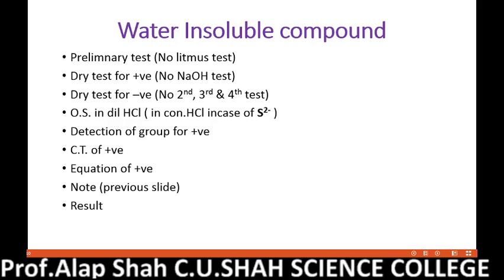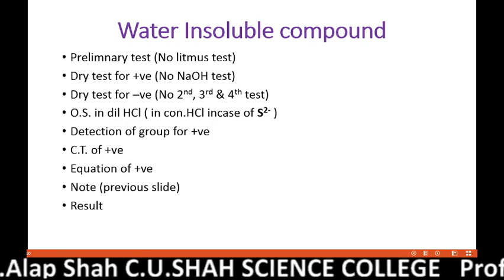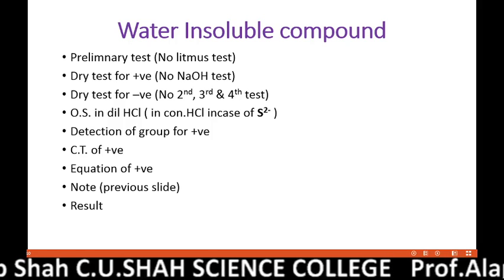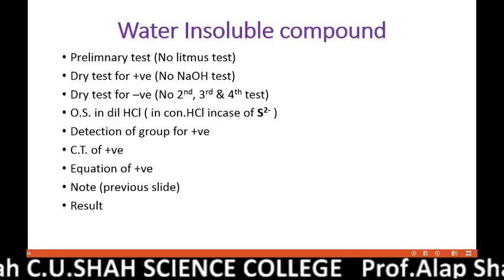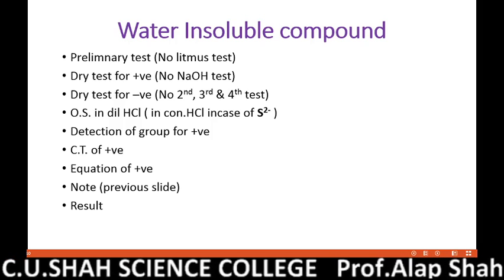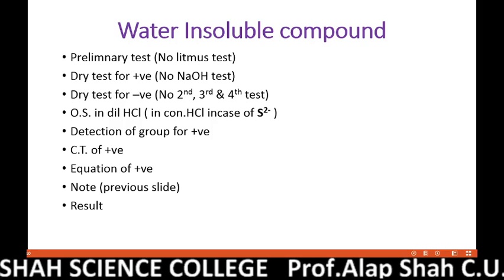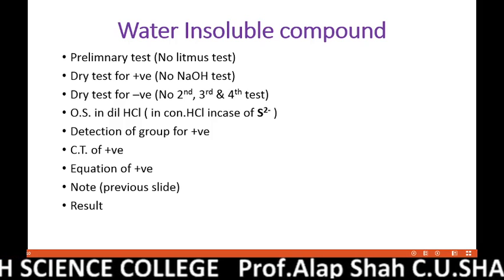this will be the sequence. Preliminary test, but don't write litmus test. Dry test of positive, but you are not going to perform it. You have to write this, but don't perform the NaOH test. Write down everything. Dry test of negative, but don't perform second, third, and fourth test. OS is mostly in dilute HCl, but if sulfide is present, then in concentrated HCl.